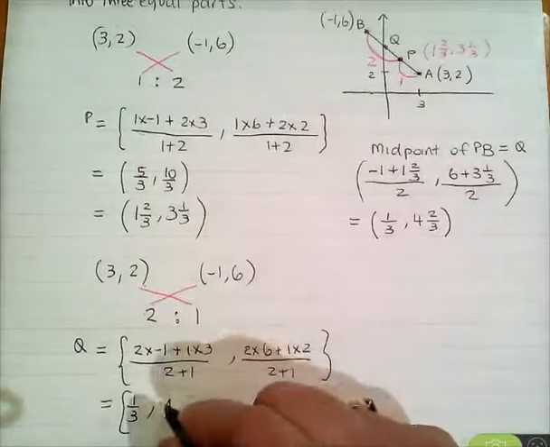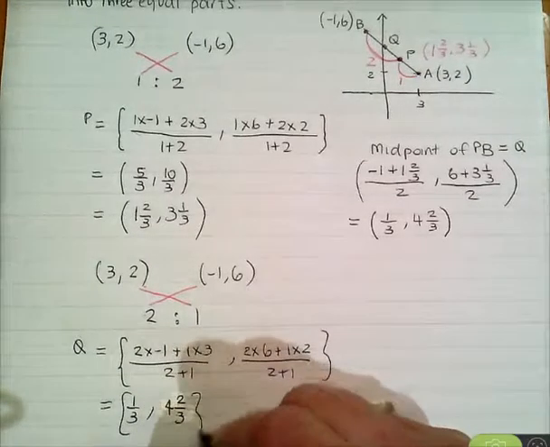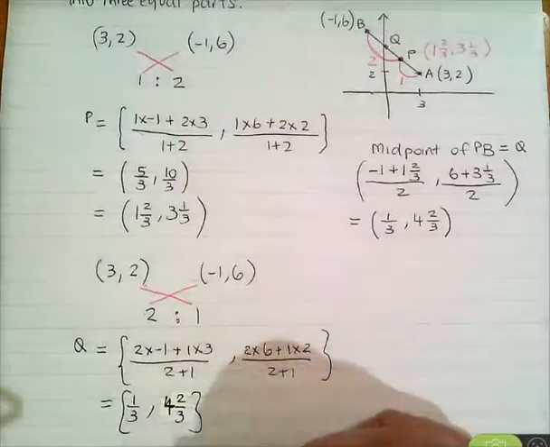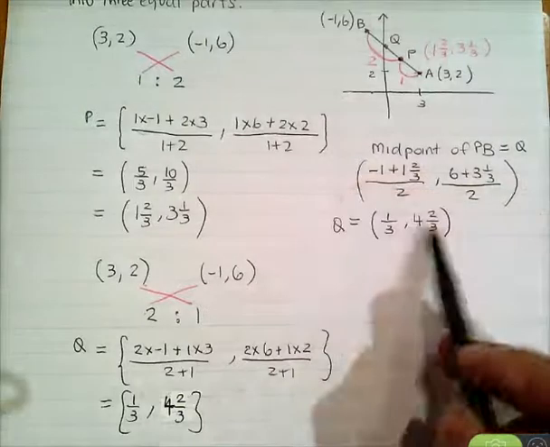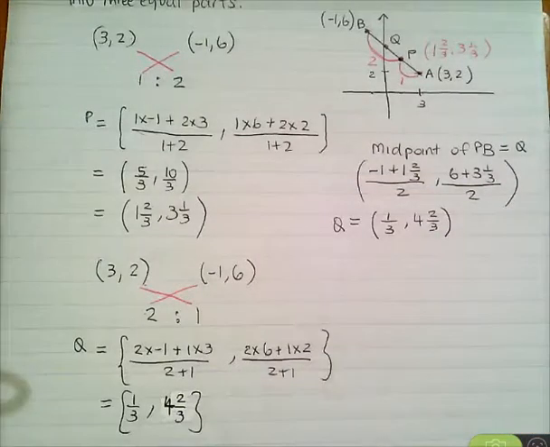Now 14 over 3 is 4 and 2/3. Note that that's the same point as we got over here, 1/3, 4 and 2/3. So you could have done it either way. Okay, and that's the end of that example. And we're going to do another 2 examples.